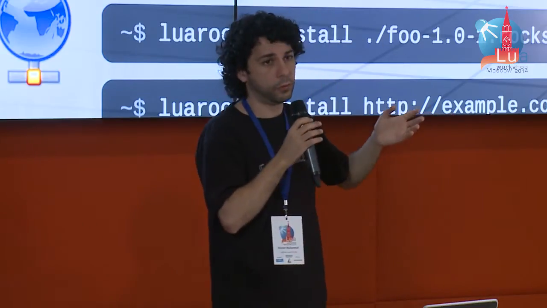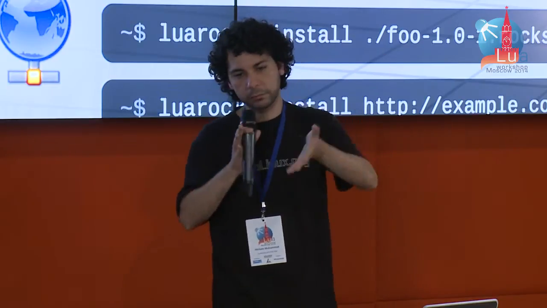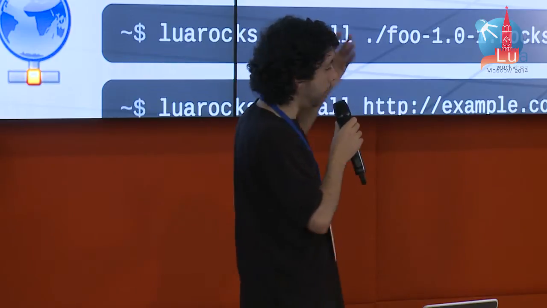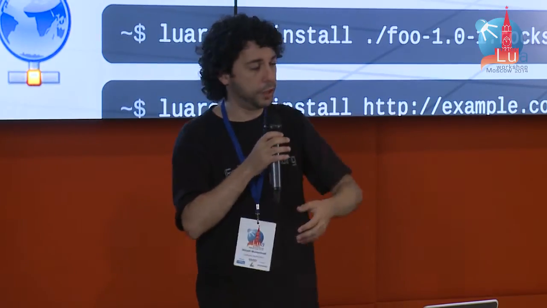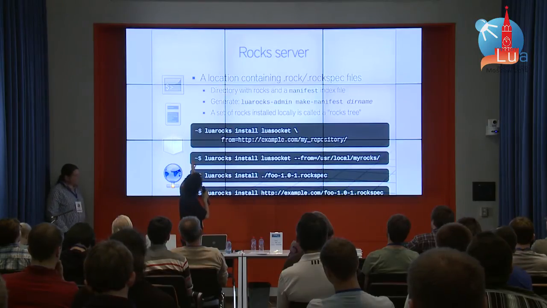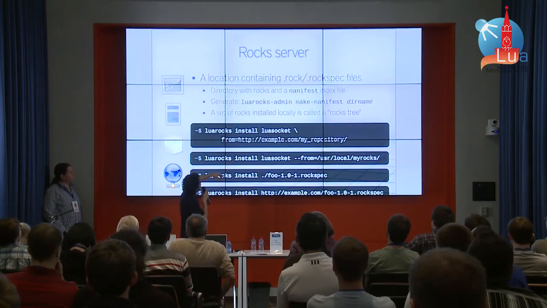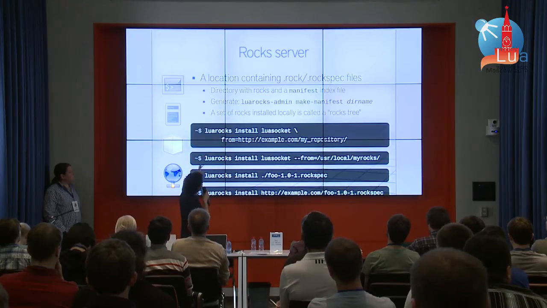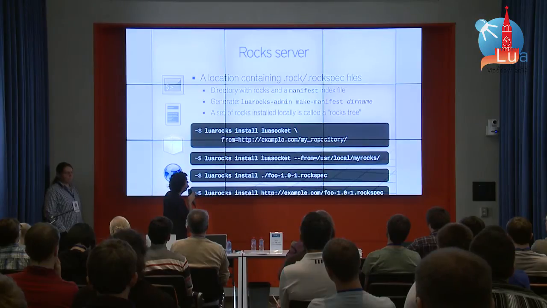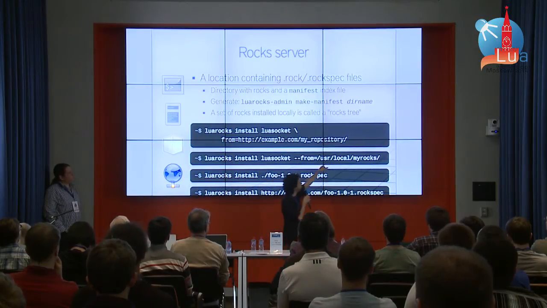This is very useful for, say, a private in-house server for your company, specialized rocks for your own application, and things like that. So we just generate that with make manifest, and then put it online, and you can use it. And you can use any rock server in various ways. It can even be a local directory.